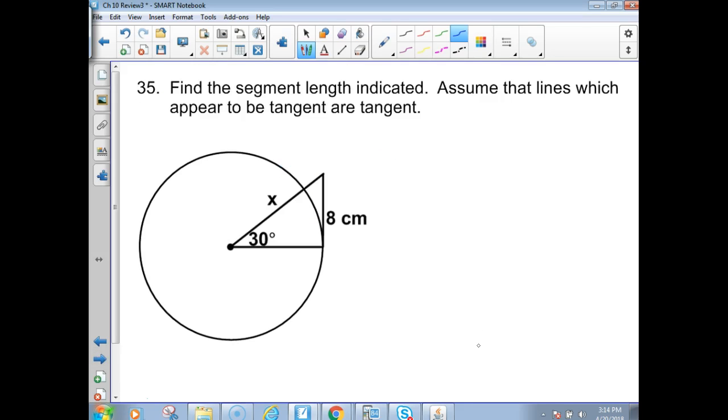Find the segment length indicated. Assume the lines that appear to be tangent are tangent. This is 31. What are we going to do? There are 2 ways I've taught you to get this answer. One of them uses Oscar and his apples, or SOHCAHTOA. The other way is by special right triangles. If you do special right triangles, yep, that's 30, 60, 90. I'll show you.